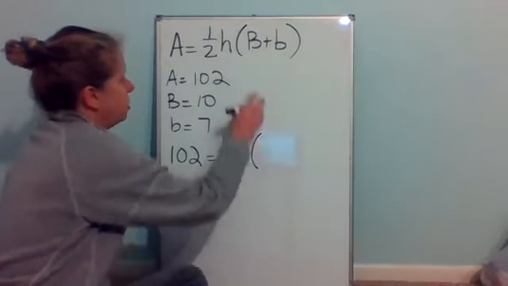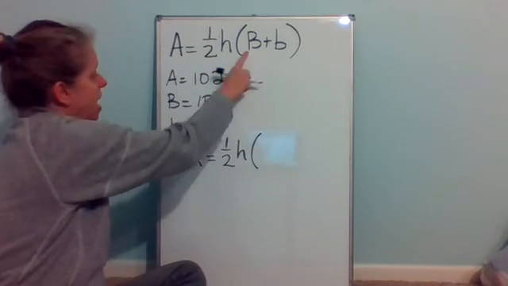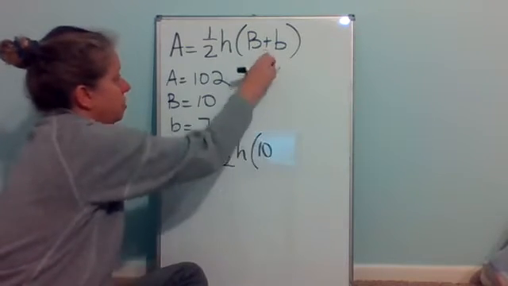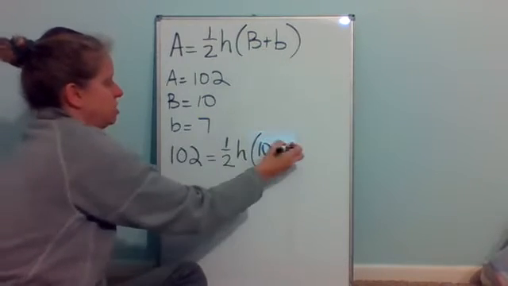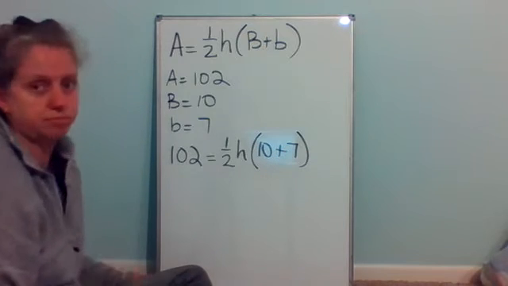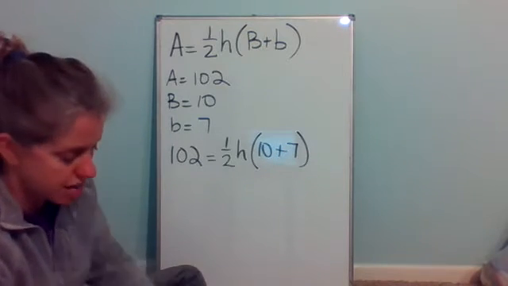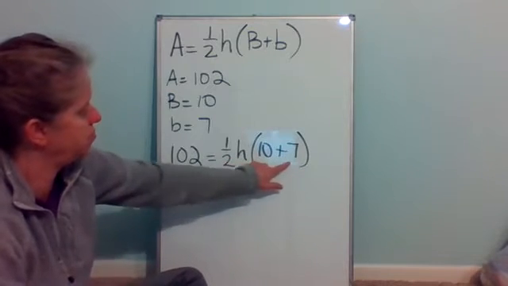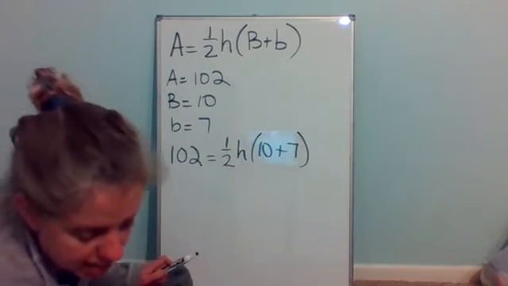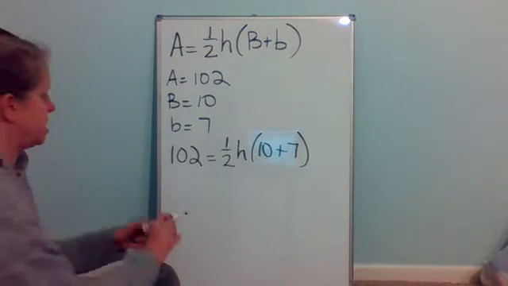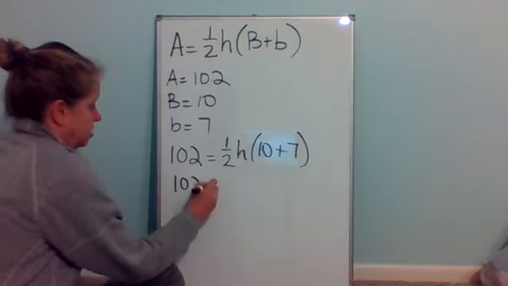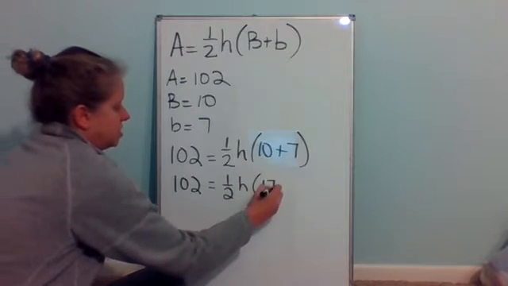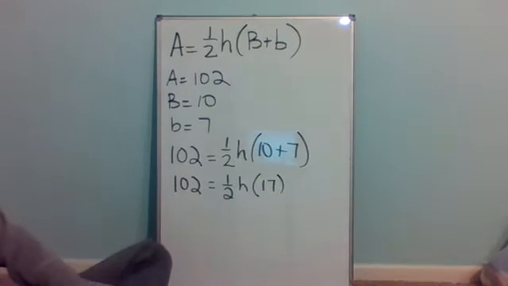Then I've got open parentheses. Inside there, I have the capital B, which now I know is 10, plus lowercase b, which now I know is 7. Okay, so now in these parentheses, I can put the 10 plus 7 together. So let's go ahead and add that together, and we'll just call that 17. So 102 equals 1/2 h times 17.